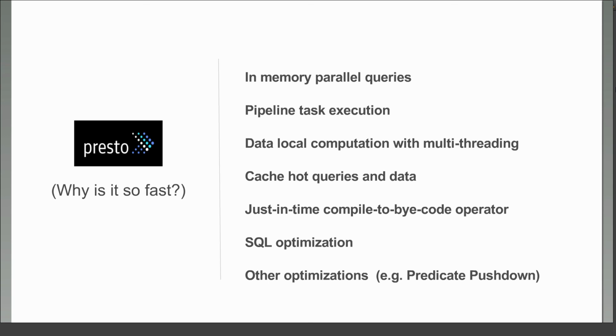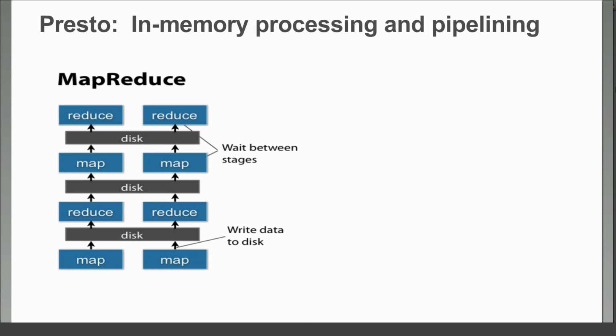So why is Presto so fast? It does in-memory parallel queries. I mentioned the pipeline task execution. It optimizes for data local computation and does multi-threading. It caches hot queries and data, and you'll see an example of that in our demo. It does just-in-time compilation, SQL optimization, and other optimizations. One powerful one is predicate pushdown, where it can take the predicates from the query and push those down into the individual partitions.